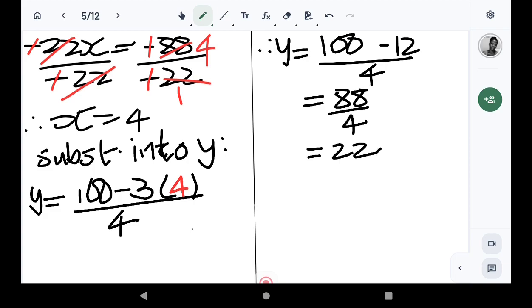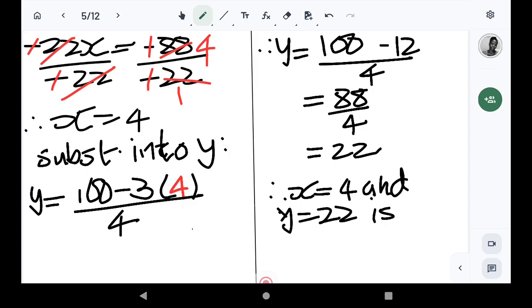Of course, you check, and then after checking, you go, therefore, x equals to 4 and y equals to 22 is the solution.